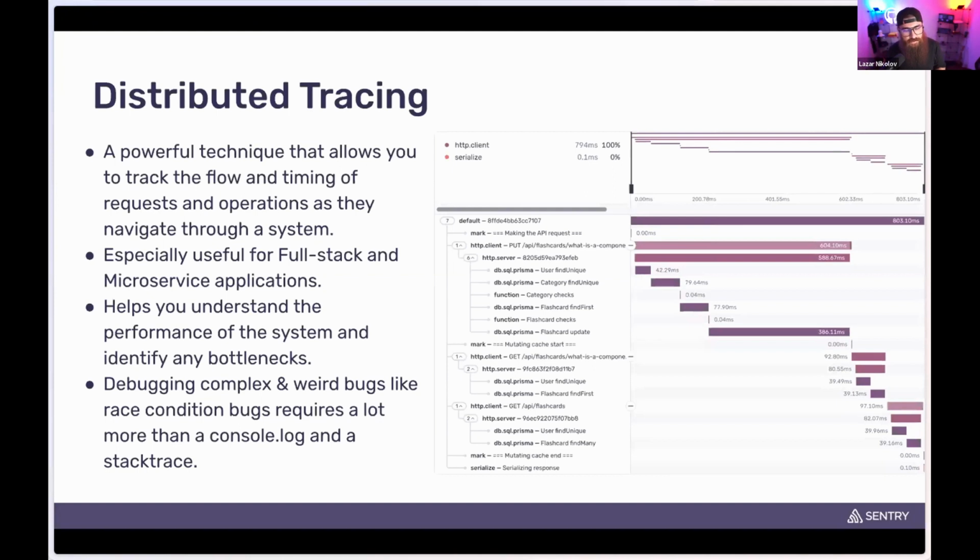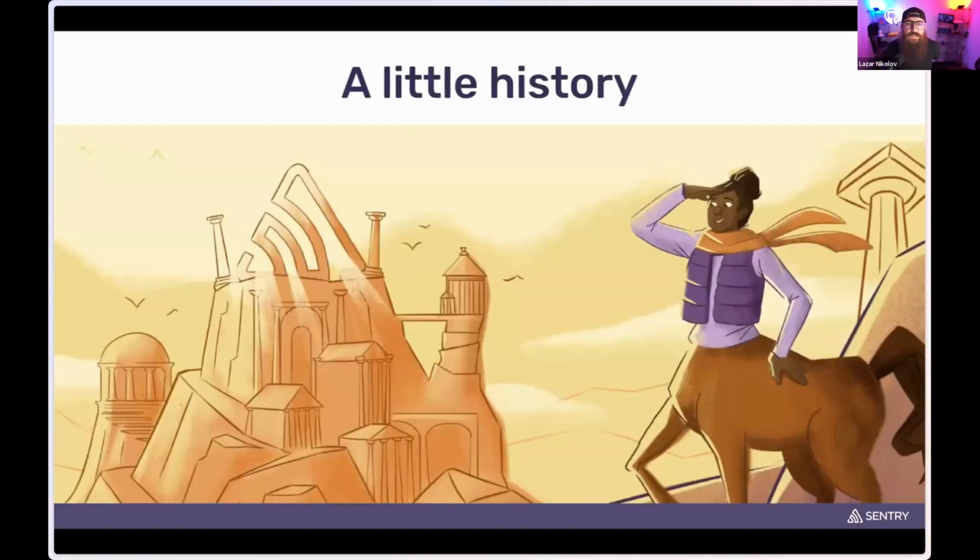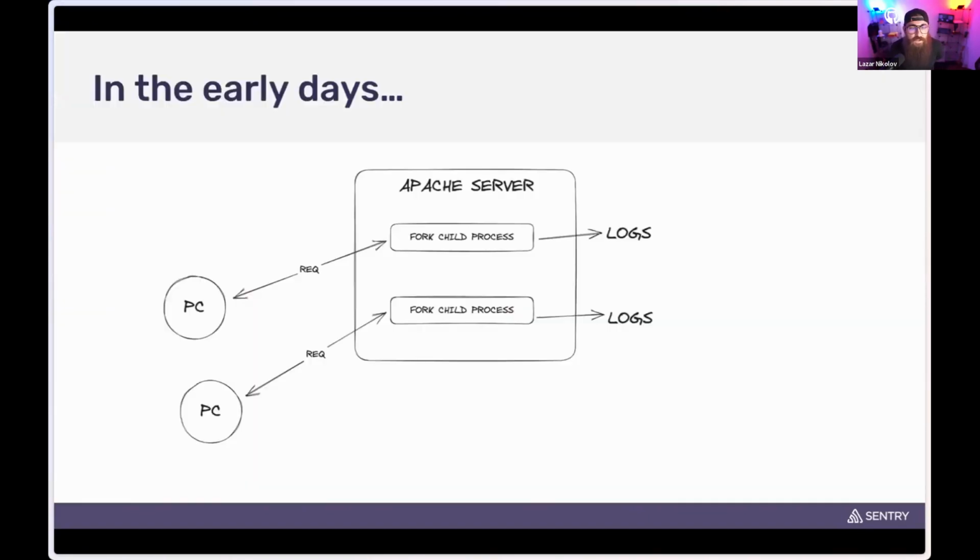All right, so let's get into a little bit of history. So back in the early days, and I would say this is the 90s, we used Apache servers, and every request was being handled by a separate forked child process.